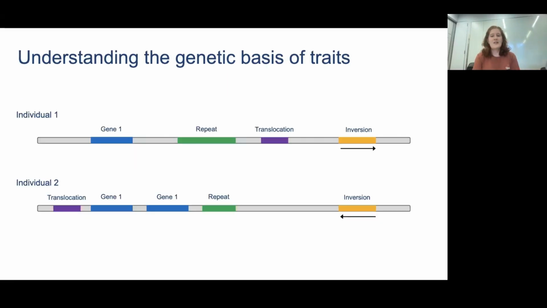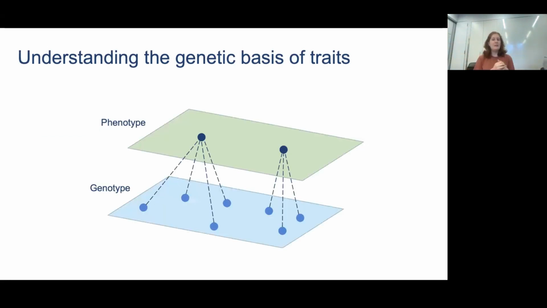So overall, I think it's really important to look at this structural variation in the genome. So not only look at DNA and RNA, but how the genome is structured to get a complete picture of the genetic basis of traits and to try and link that genotype to the phenotype.